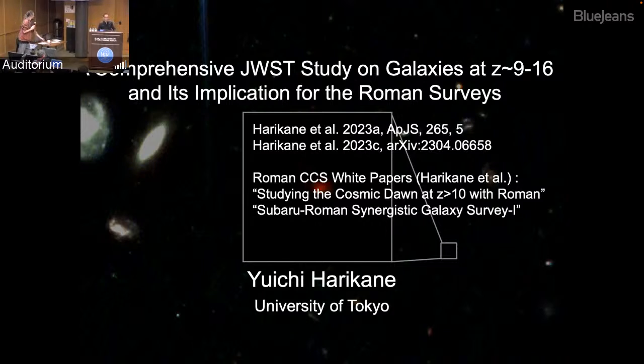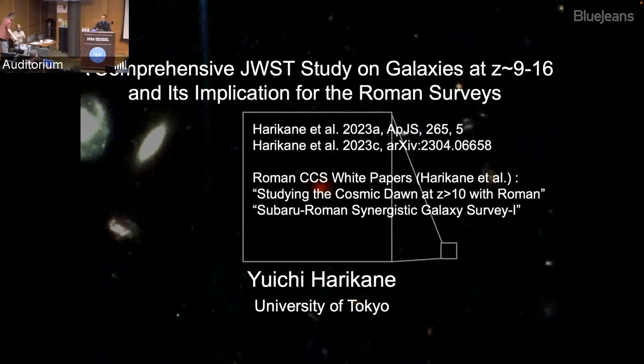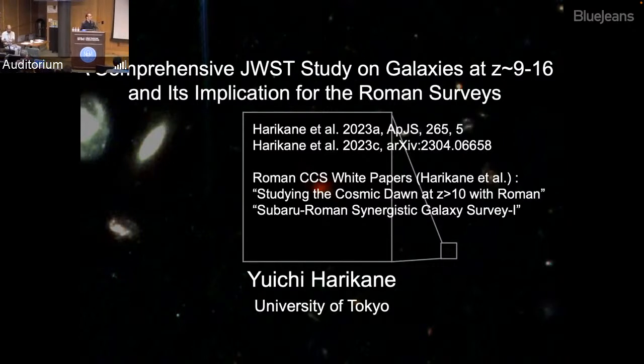Okay, so hello everyone, I am Yuichi Harikane from University of Tokyo. I thank the organizers for organizing this very nice conference. Today I will talk about the JWST result about very high redshift galaxies and its implication for Roman surveys.